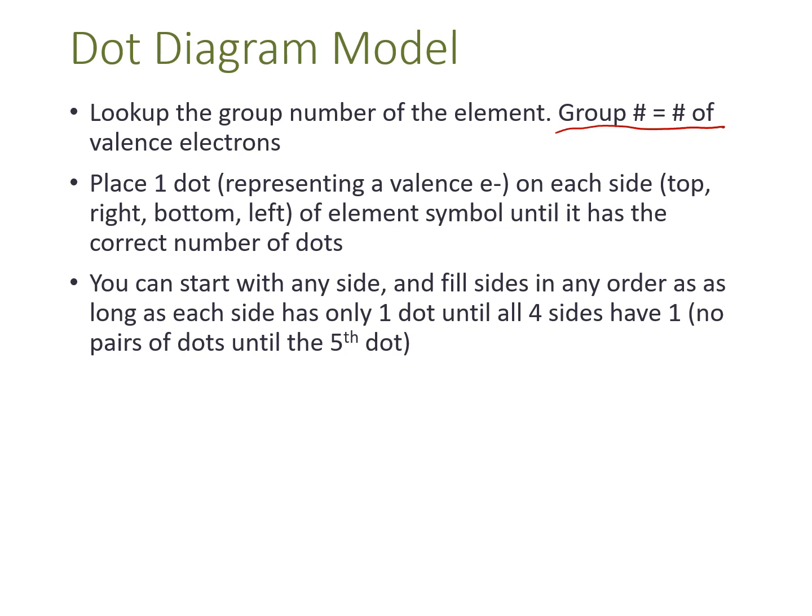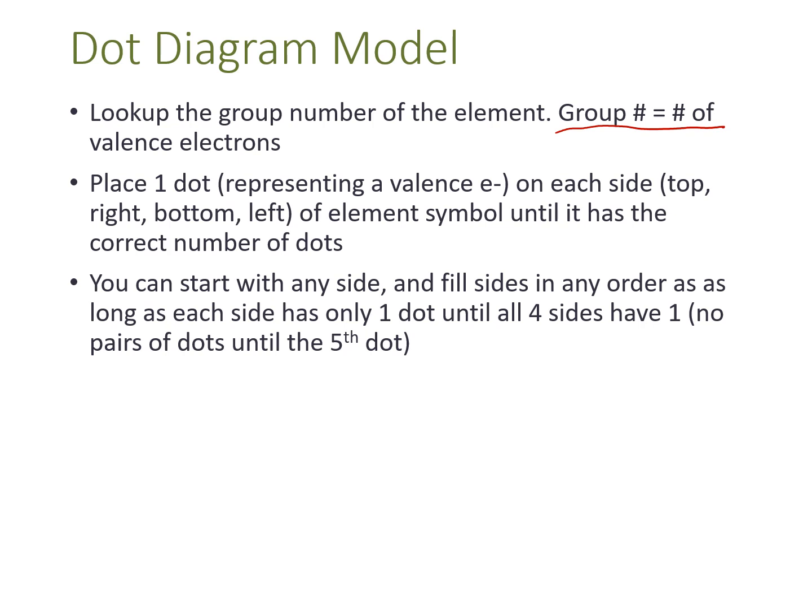So the first thing you do is find the element, look up the group number, and then you're going to put one dot to represent a valence electron on each side. So you put them out one at a time. One on the top, one on the left, one on the bottom, one on the right. Although it doesn't particularly matter which side you start on and which direction you go, put one dot on each side. Once you have one dot on all four sides, if you have more than 4 valence electrons, then you can continue having 2 dots on one side.